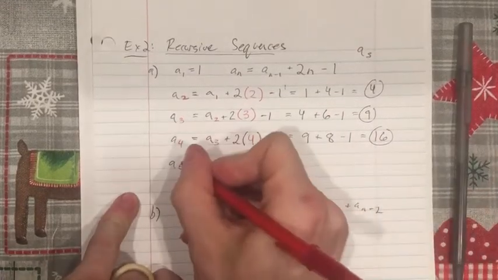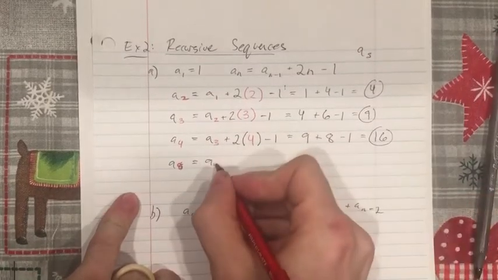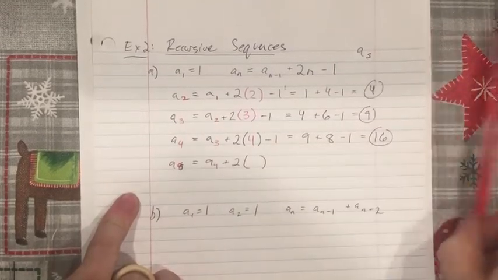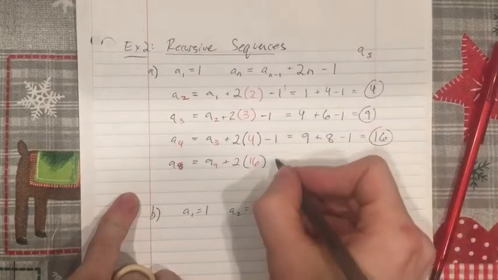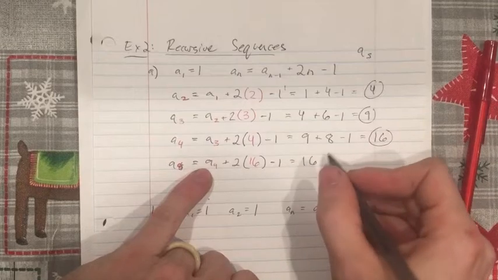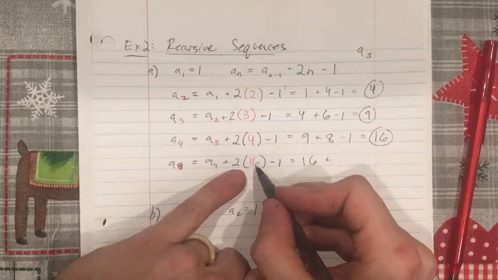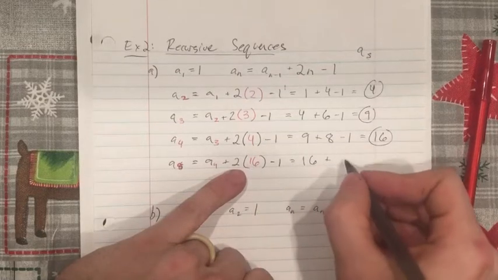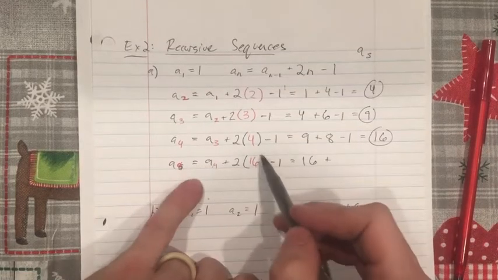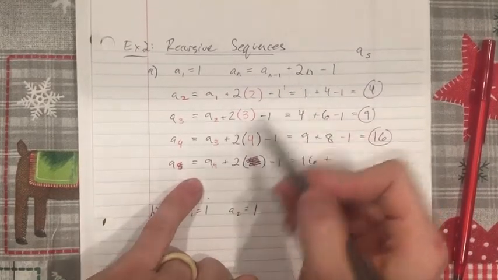Okay, last one. A sub 5. Oops, that was supposed to be red. Darn. That's a red 5. A sub 4 plus 2 times the previous term, which is 16, minus 1 equals, well, a sub 4 we just figured out, that's 16, plus 2 16s. That's 32. I messed something up, didn't I? A sub 5, a sub 4. Oh, yeah. N's not 16. Yikes. It's 2n, and n is 5.